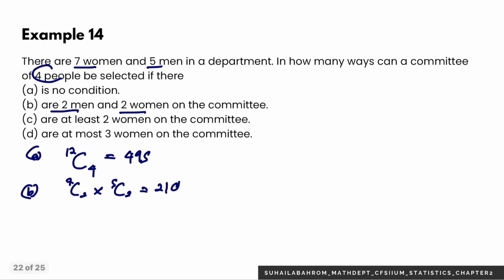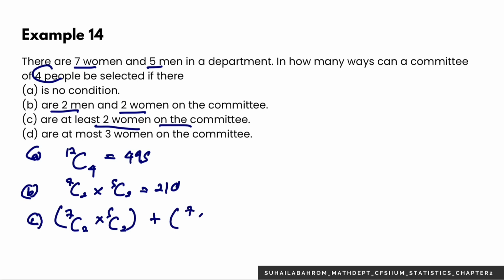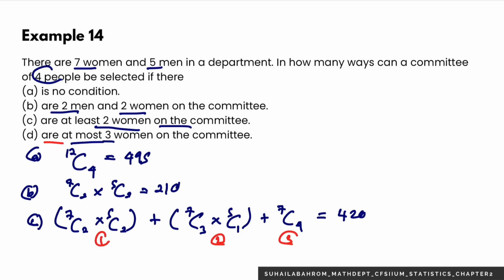And then for part C, we have at least 2 women on the committee. So 7C2 for you to have 2 women, and the remaining is 5C2 for the men. And then since it is at least 2 women, we might also have 3 women, then times 5C1 for the remaining men. And then we might also have all women selected. So 7C4. So the total number of ways is equivalent to 420 by considering all these cases. We have 1, 2, 3 cases.